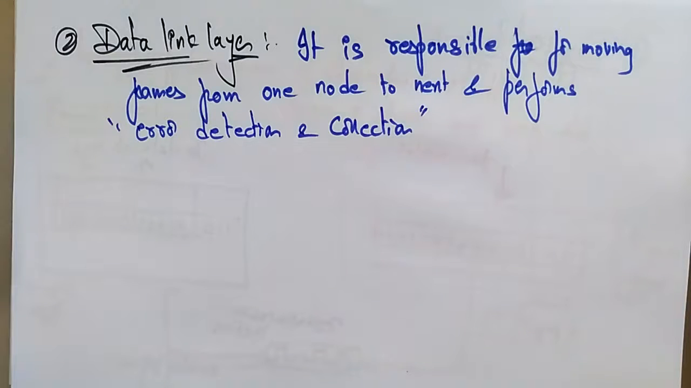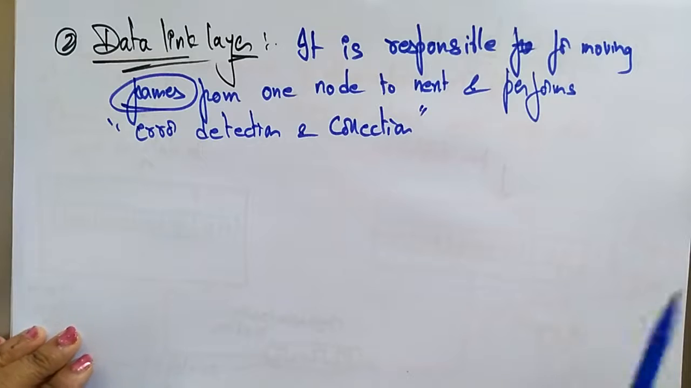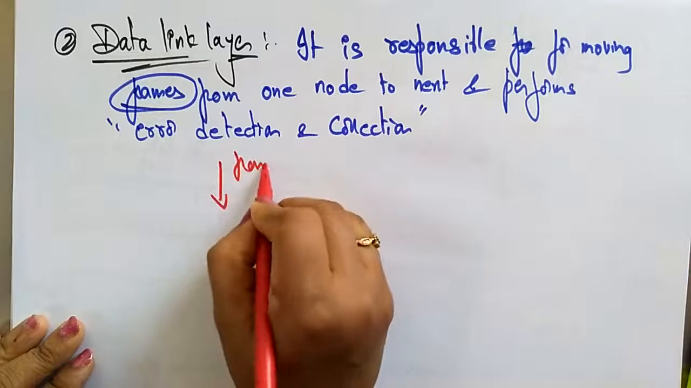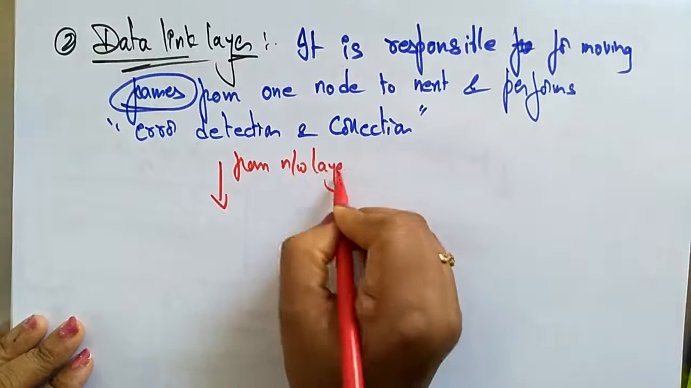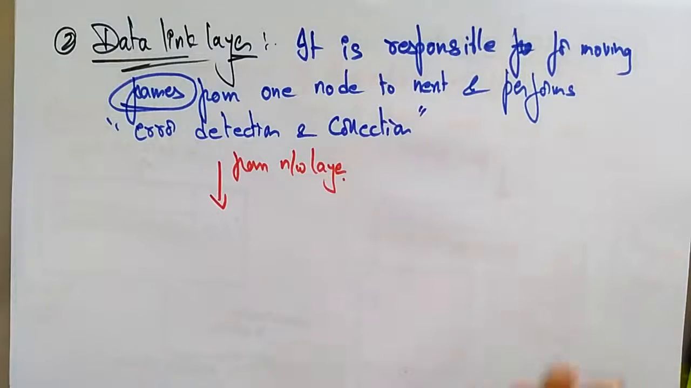So the data link layer is responsible for moving frames from one node to the next node. The physical layer moves one bit after another, means it transfers the data in the form of bits, but in the data link layer the data is transferred in the form of frames. So remember this, in the form of frames. Let me show you where the data will come from. The data is coming from the network layer. In the data link layer, the header and the trailer are added at the two ends.